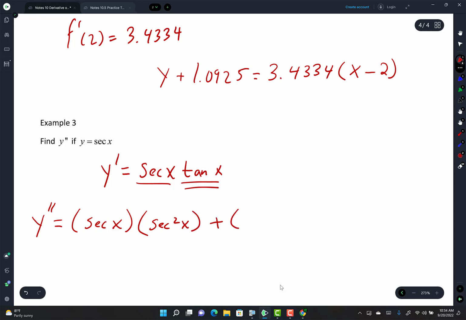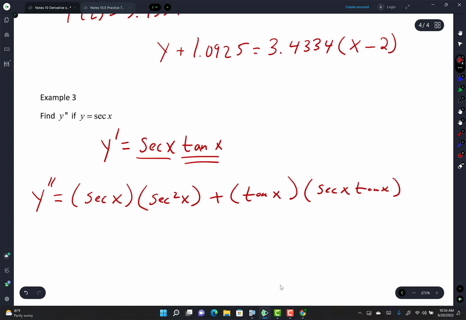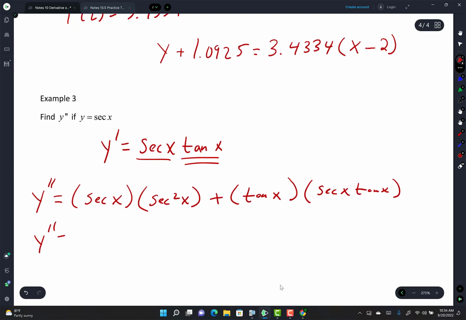Plus the second, tan x, times the derivative of the first. What's the derivative of secant x? Secant x tan x. All right, now let's see if we can make it pretty. Y double prime equals secant x times secant squared x. That's going to be secant what? Secant cubed x. Put the 3 after the c or on the outside of the parentheses, they're both the same. Plus tan x times secant x tan x.